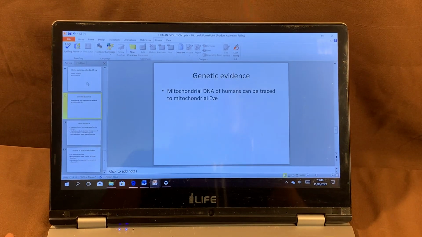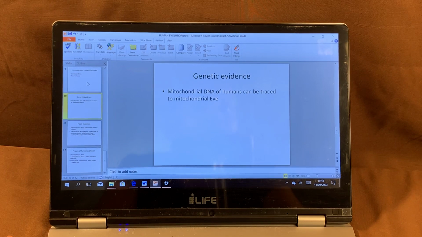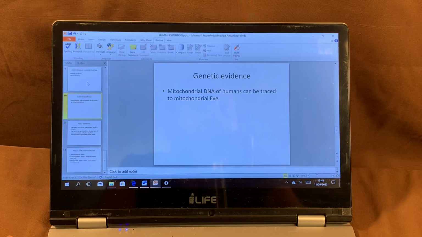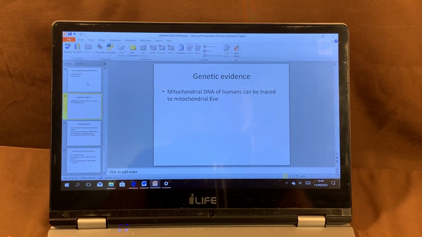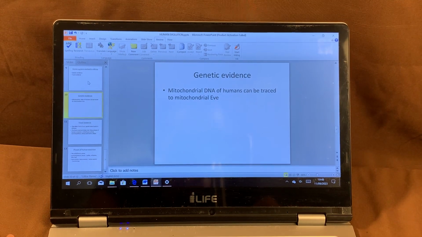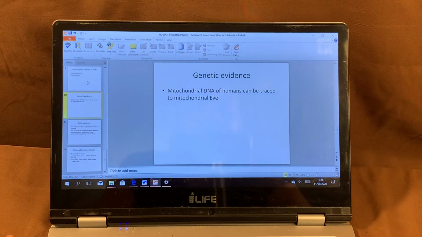So let's look at the genetic evidence that supports that Homo sapiens evolved here in Africa. Also, I think the first fossil was found in Ethiopia. With genetic evidence, we looked at the mitochondrial DNA of humans, which can be traced to the first mitochondrial Eve, found in Africa. She was named mitochondrial Eve after the first woman in the Bible.